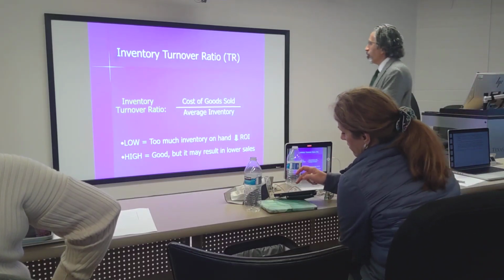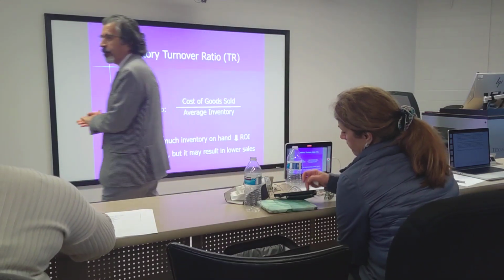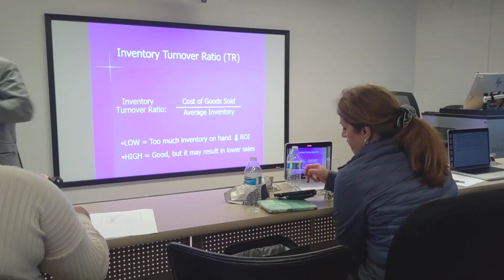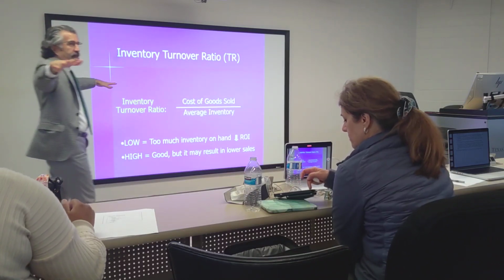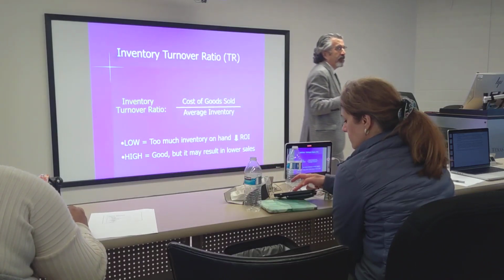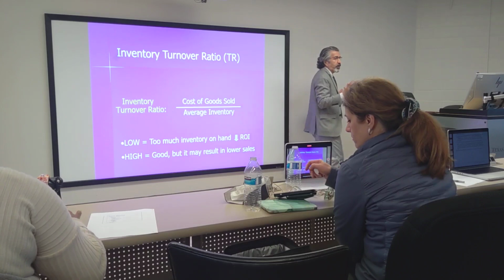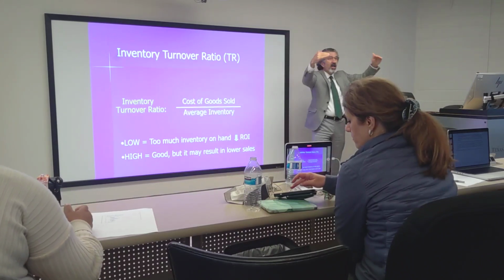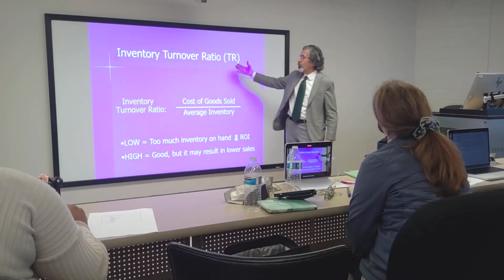2 more seconds. I got $1.2 million of the stuff that I sold, but the average inventory in the store is 100,000. What is that ratio? 12. Yeah, 100,000 multiplied by 12 is 1.2 million. That means every month they turn over $100,000 worth of stuff. That's what turnover ratio means.